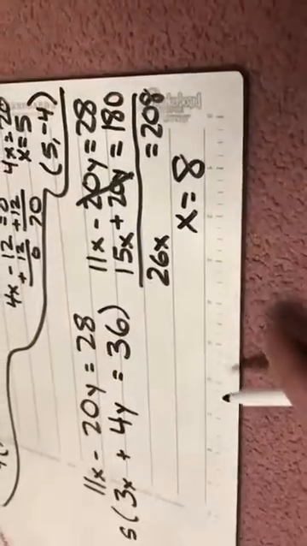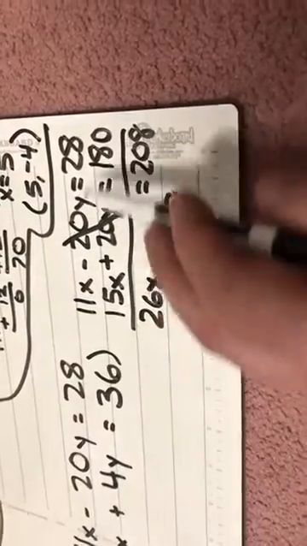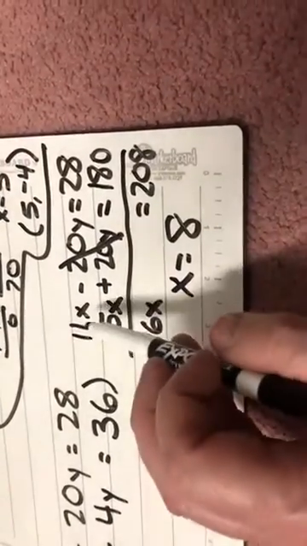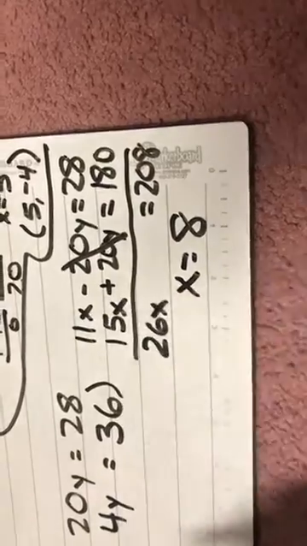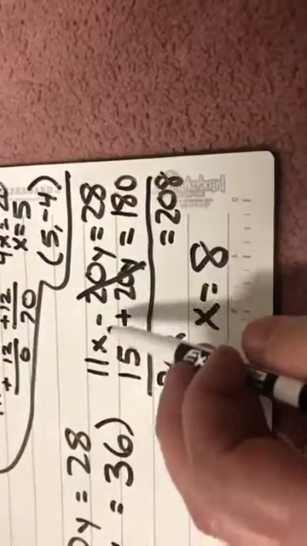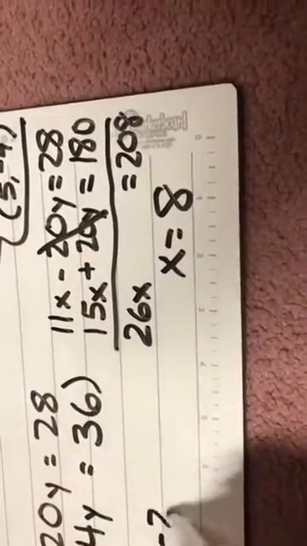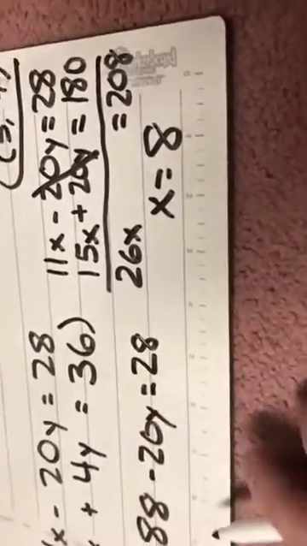So now all I'm going to do is take x equals 8 and plug it into my first formula here. And so I'm going to do 11 times 8, since x is 8, and 11 times 8 is 88. So it's going to be 88 minus 20y equals 28. And so that's what I'm left with.